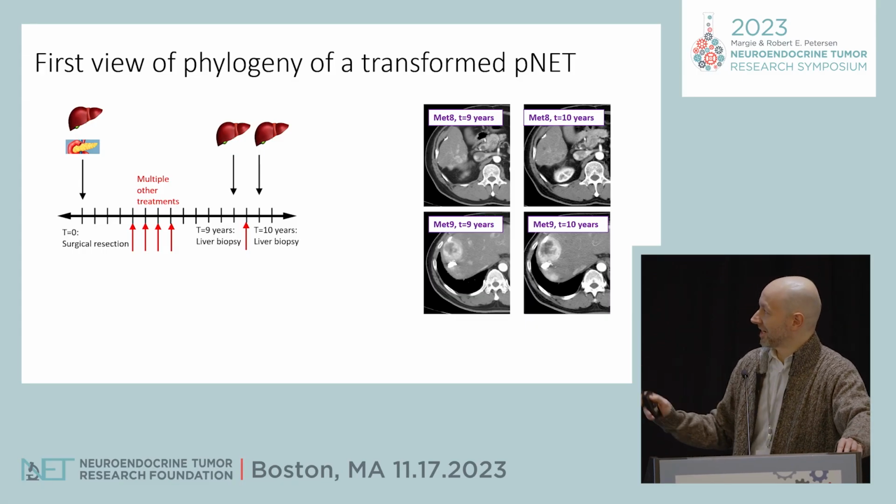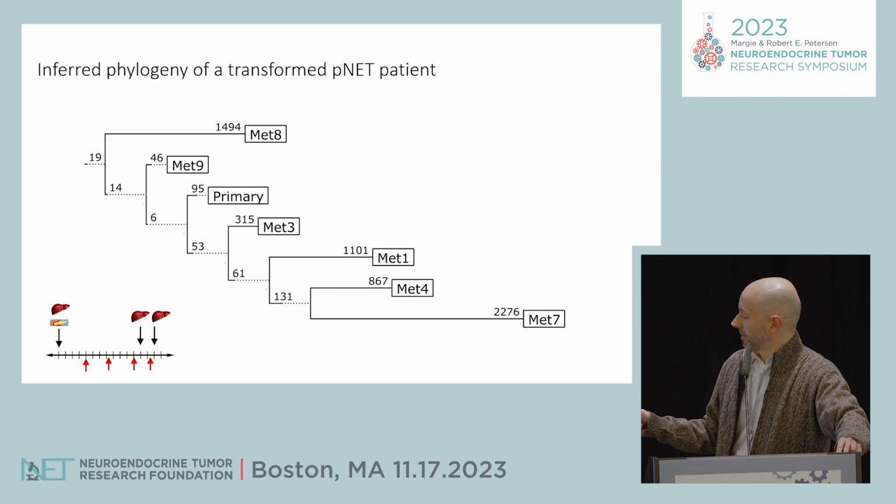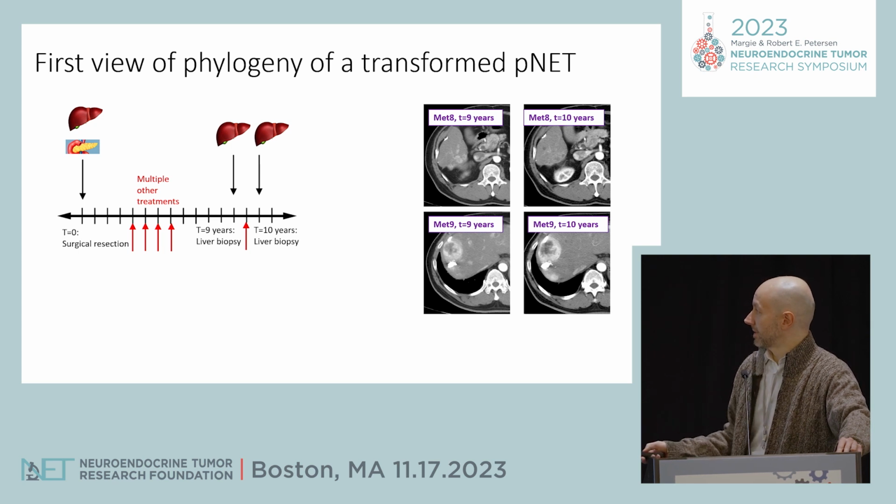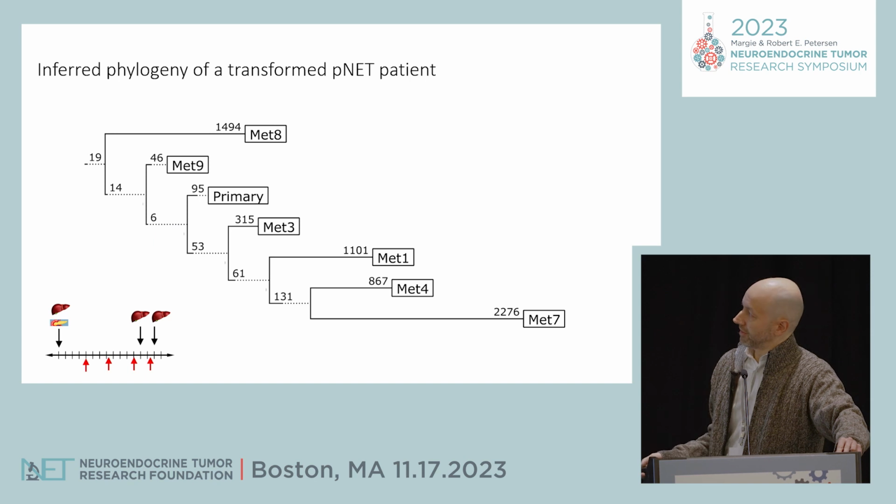Not this, in 1 second I'll show you, but just to orient you, oh, there it is. Sorry, 1 second. So just to orient you, this patient had a primary tumor and a liver metastasis that were resected at time point 0, a bunch of other treatments, and then at year 9 and 10, 2 more specimens taken. And so this is their phylogeny.